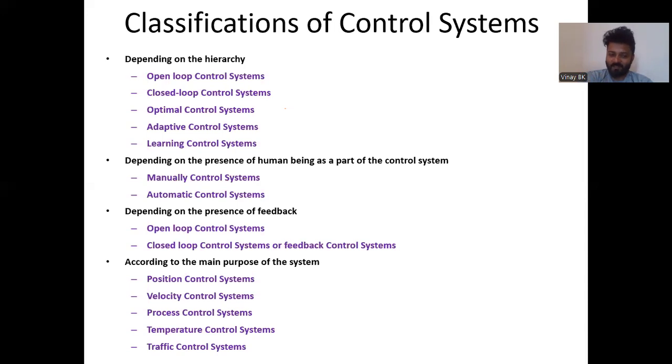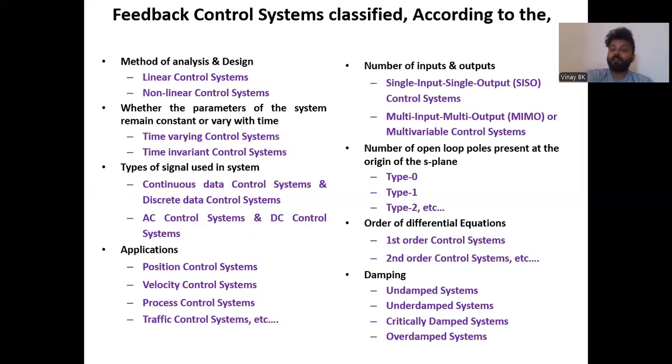According to the main purpose of the system: position control system, velocity control system, process control system, temperature control systems, traffic control systems. Suppose we have a feedback control system, feedback meaning the controlling path. Here also, feedback control systems are classified according to different parameters. The first one is the method of analysis and design. Based on that, you can classify them as linear control systems and non-linear control systems. Again, we will discuss this in the next video.